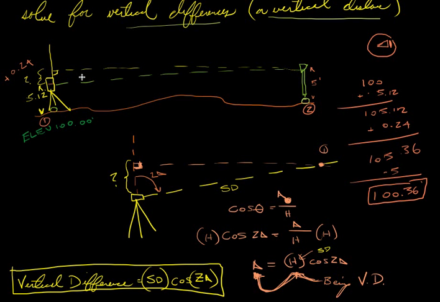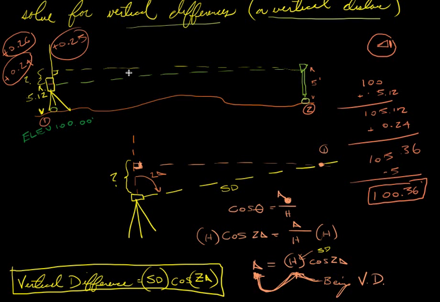So this vertical difference is going to change, whether you look at it directly or in reverse. It might be plus 0.24 in direct, and in reverse it might be 0.26. So usually what we do is view both sides and take the average. So this will be plus 0.25. And this eliminates error.